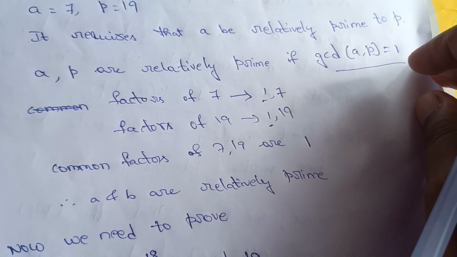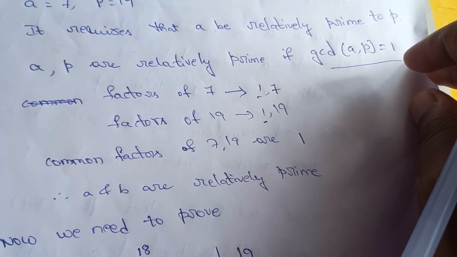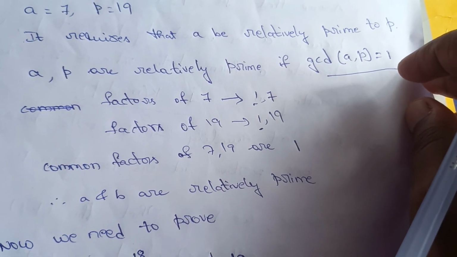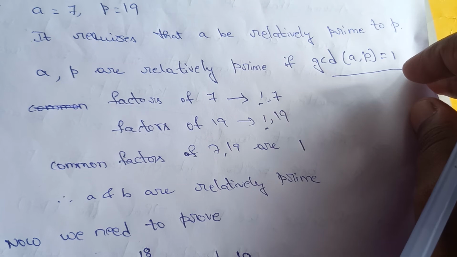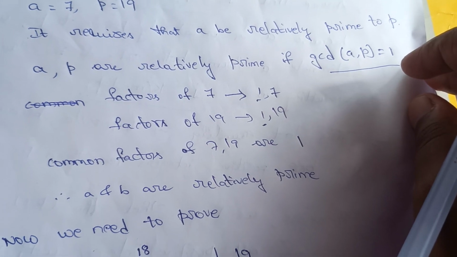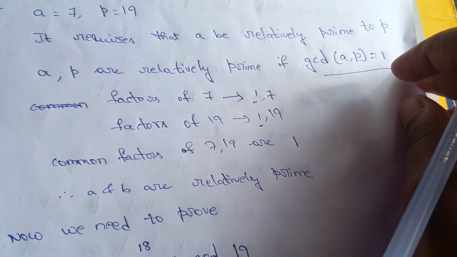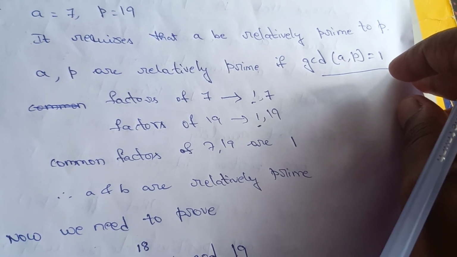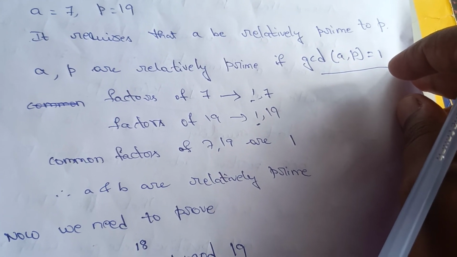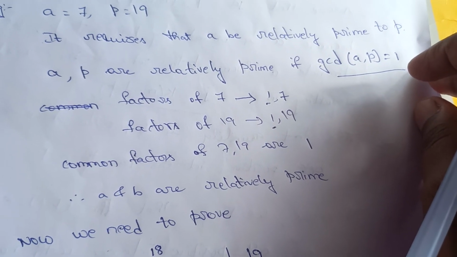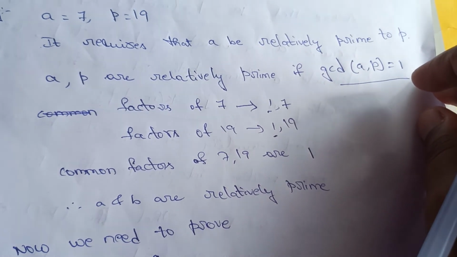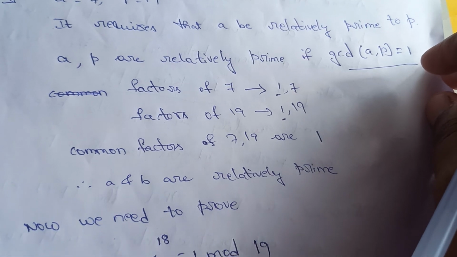So how to calculate GCD of a comma p? The factors of 7 are 1 and 7, the factors of 19 are 1 and 19. Here the common factor is 1, so we can say GCD of 7 comma 19 is 1. So we can say a and p are relatively prime.